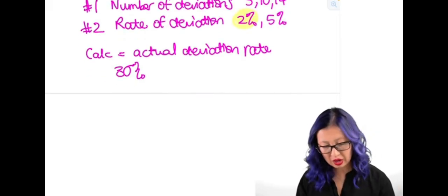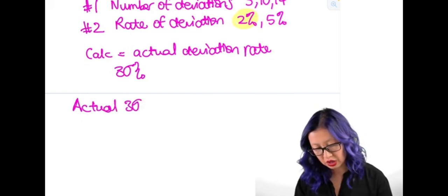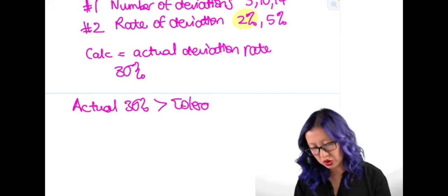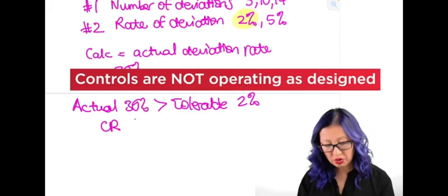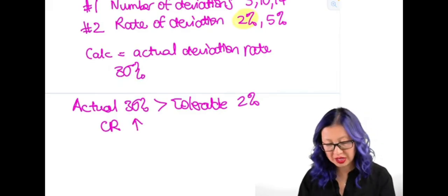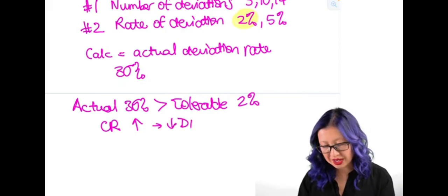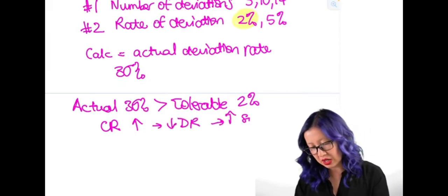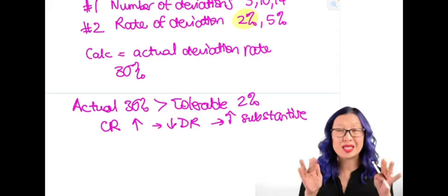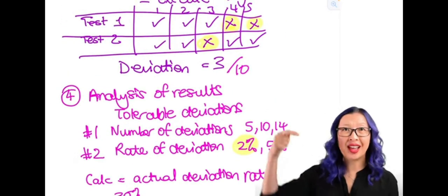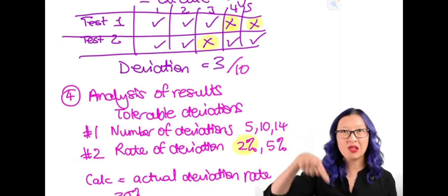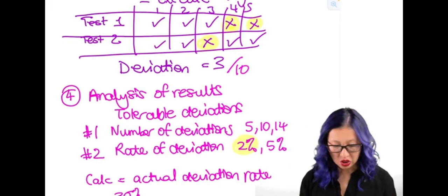So what I have there is my actual of 30 is greater than my tolerable of 2. Tolerable of 2%. That means controls are not working correctly. So my control risk has to increase. And of course, if my control risk increases, that results in a decrease in detection risk, which results in an increase in substantive testing. And not just general substantive testing, but substantive testing specifically where you're finding more of these deviations. Because these deviations up here are like a little arrow that say, hey, find errors here, find misstatements here. So use that to your advantage.